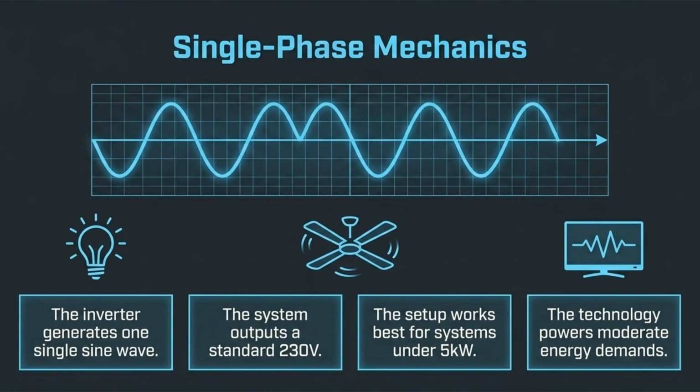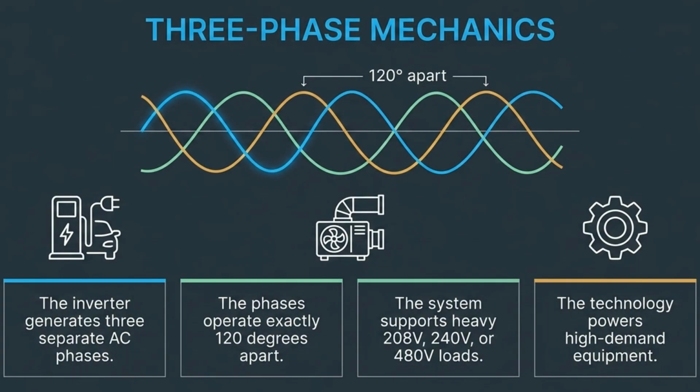This AC power is necessary for safely operating household and commercial appliances. Single-phase mechanics involve the inverter generating one single sine wave, outputting a standard 230 volts. This setup is best suited for systems under 5 kilowatts and powers moderate energy demands. Three-phase mechanics generate three separate AC phases, operating 120 degrees apart. This technology supports high-demand equipment and heavy loads, often with 208 volts, 240 volts, or 480 volts outputs.